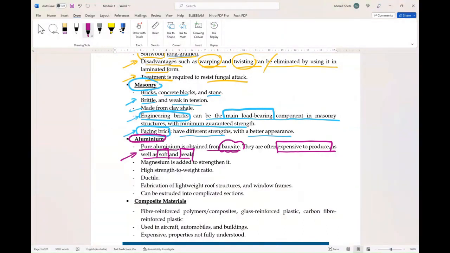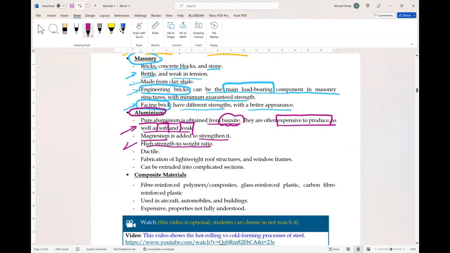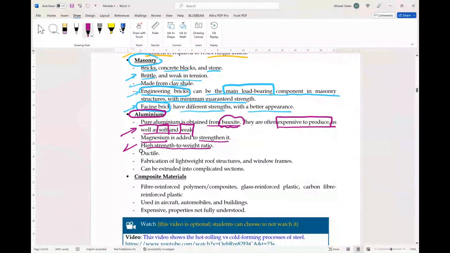To avoid this, or to improve the properties of aluminum, magnesium is added. So magnesium is added to strengthen the aluminum. It has the advantage of a high strength to weight ratio, so it is better than concrete, and has the same advantage as steel, that it has a high strength to weight ratio.